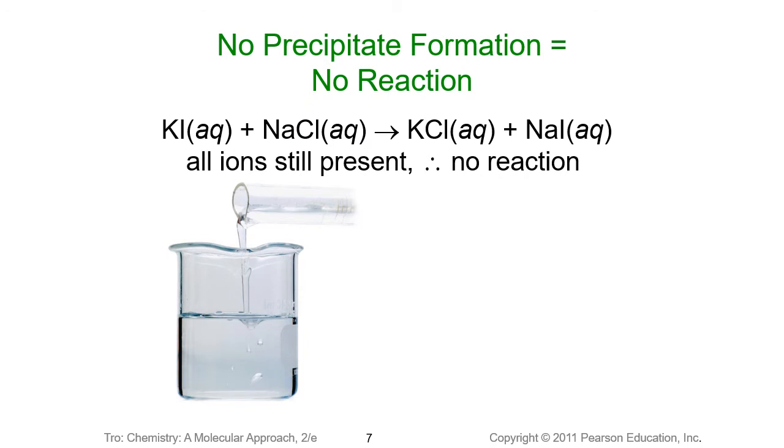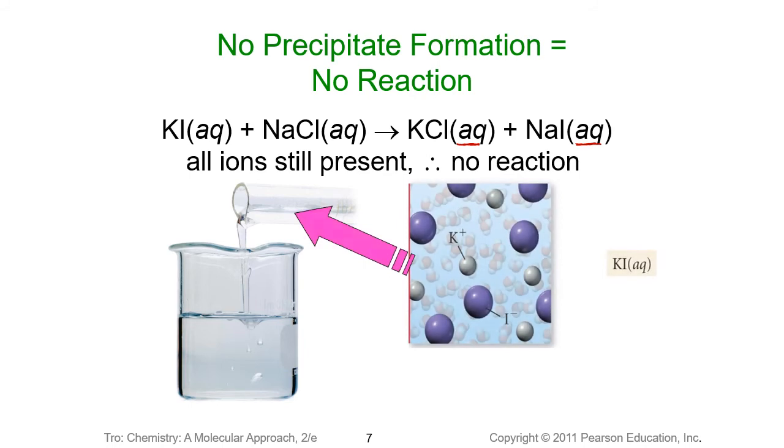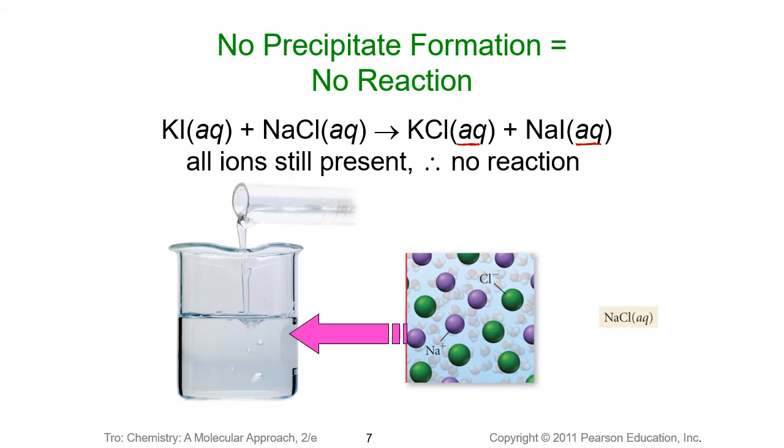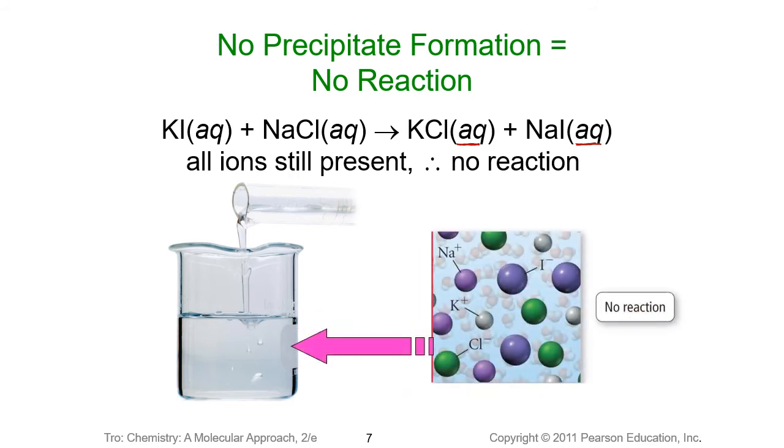We can have the case where no precipitate forms. If both of the products of the chemical reaction are aqueous, it means that everything remains as the ions and no reaction occurs. So if we start with potassium iodide in solution and we have sodium chloride in solution, because the potassium chloride and sodium iodide are both aqueous, they're both soluble, that means that all of the ions will just be a mixture in the solution and there will be no reaction.